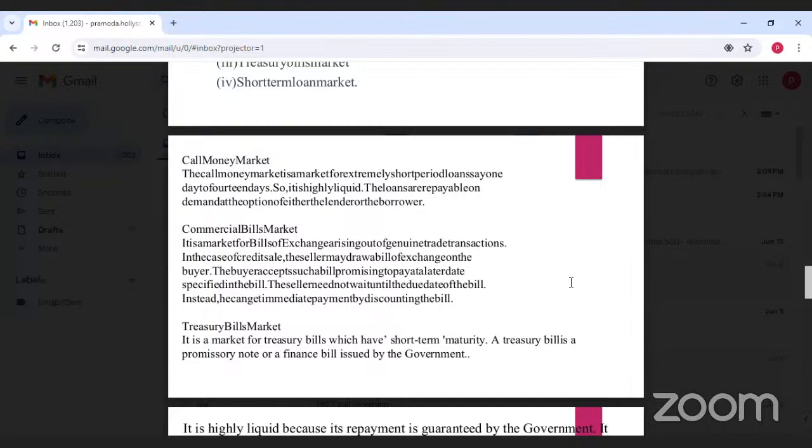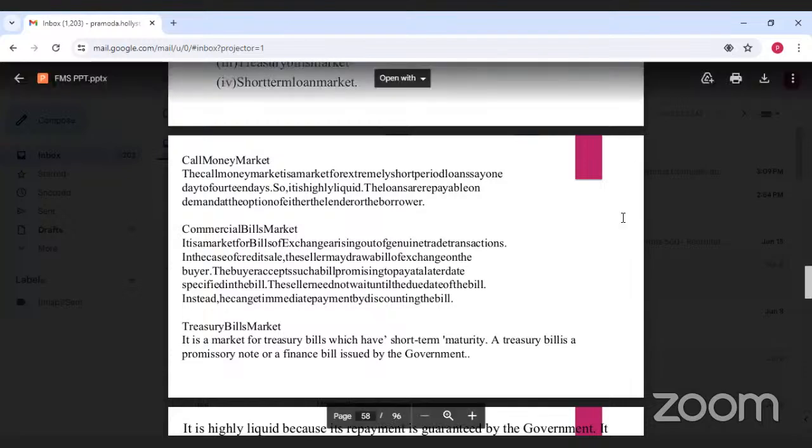So such a kind of facility is being given by the commercial banks and financial markets. This is what you call a commercial bill market. Am I clear?